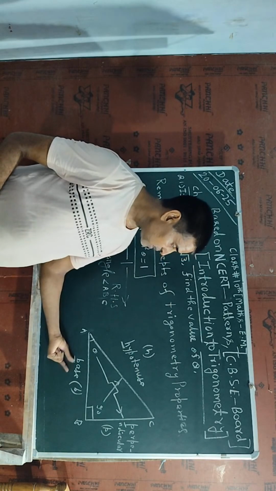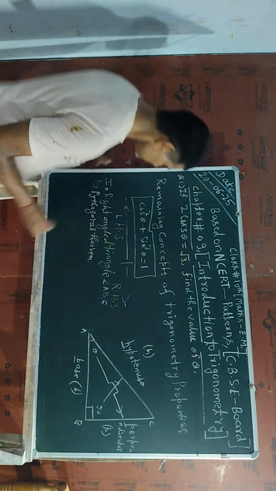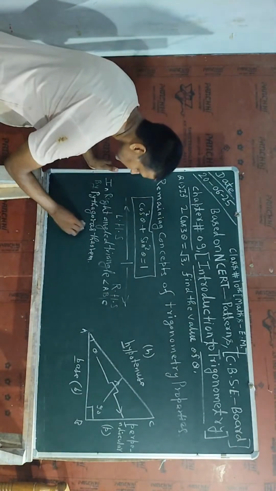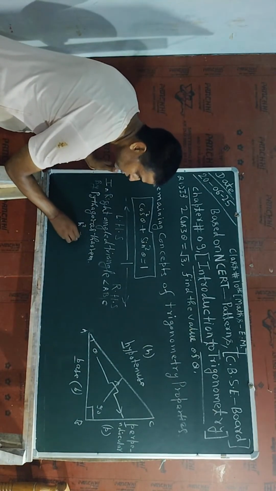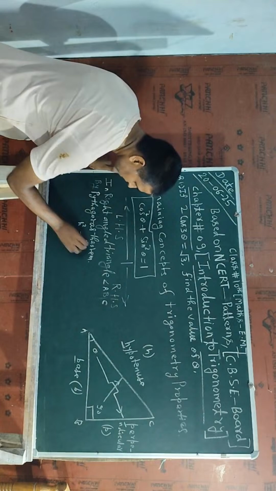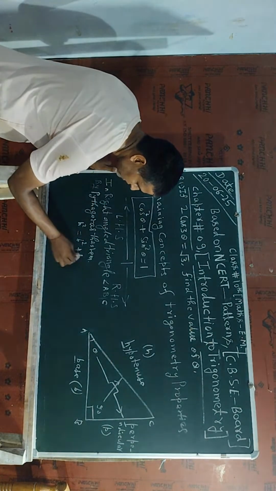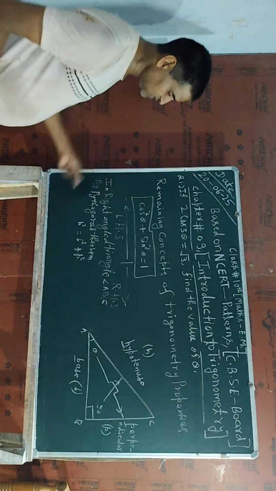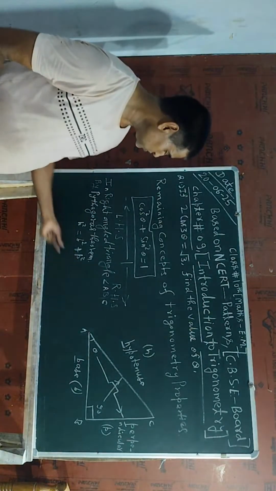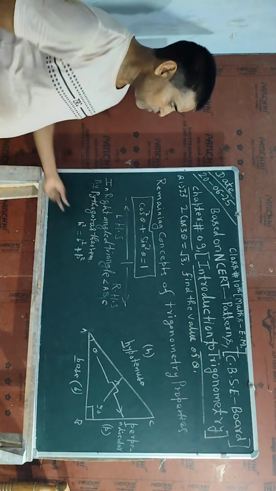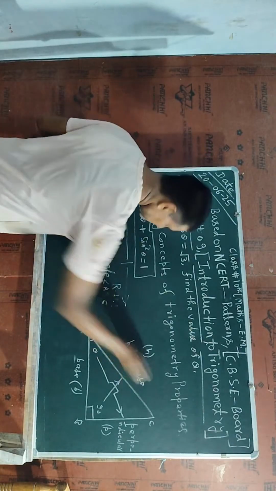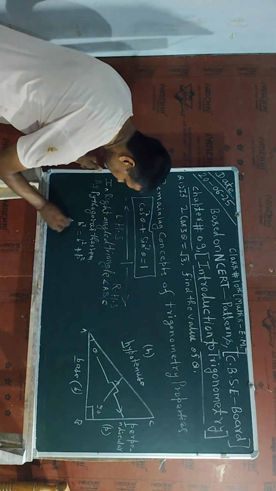a base square plus perpendicular square. So here I write h square, which is equal to other side b square plus p square. I will write this information. H square is equal to b square plus p square. In the place of h square, I will write here AC.